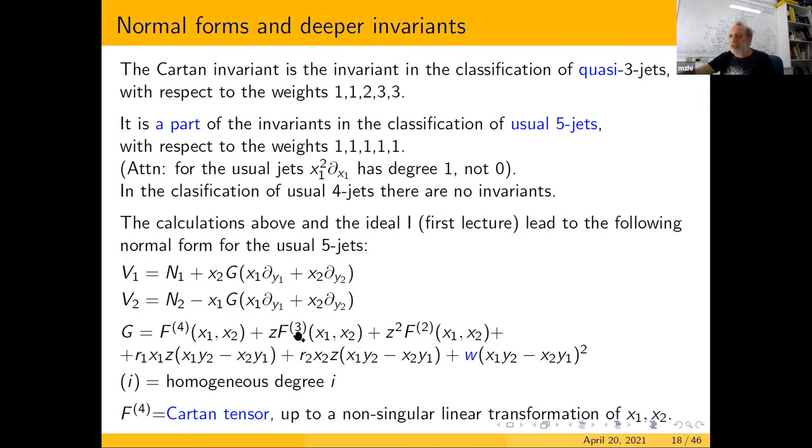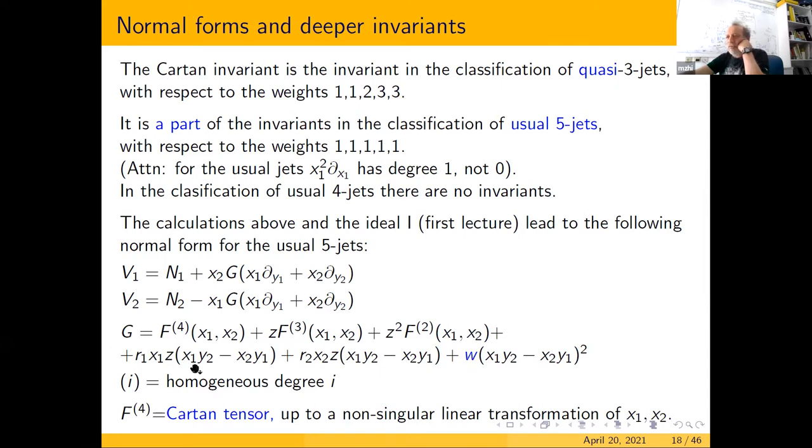But we have several other parts. So this part, Z times a homogeneous polynomial of degree 3 in x1, x2, has degree 4 with respect to weights 1. Everything here has degree 4, but it has bigger degree with respect to the weights 1, 1, 2, 3, 3. It has degree 5, 2 plus 3, 5. The same here: with respect to these weights it has degree 6, and also this part, they are from my ideal. It follows, and also this part with numbers R1, R2, and W.